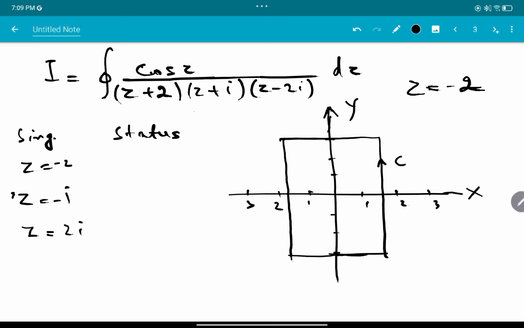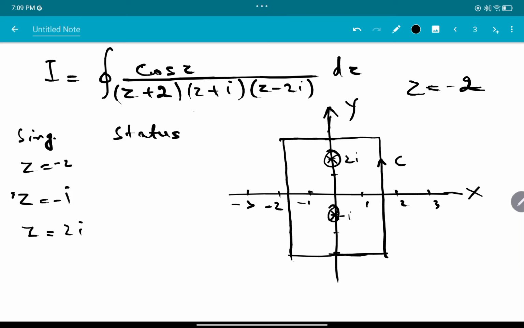Let us look at z equal to minus 2. Z equal to minus 2, it is outside. Minus 2, minus 1, outside. Then z equal to minus i, that is here. Minus i is a singularity within C. Then z equal to 2i, 1 and 2. Again a singularity. So there are two singularities within this.